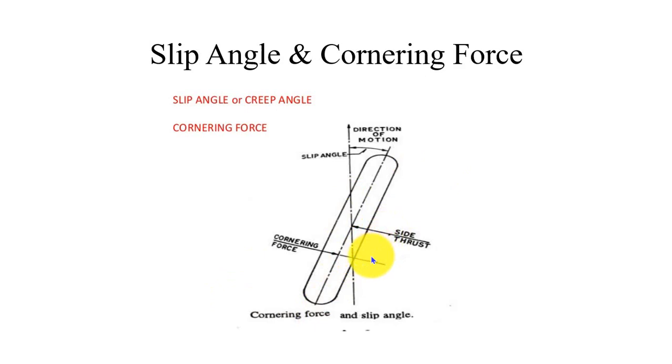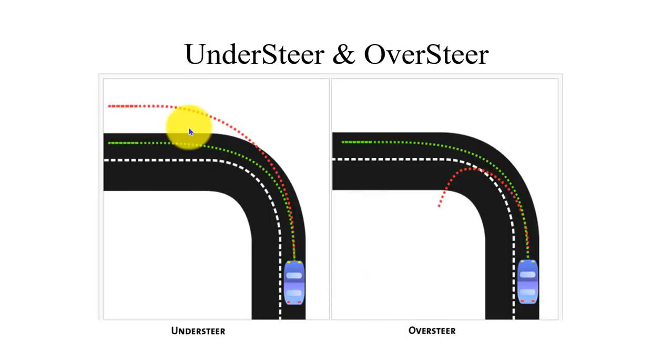This torque will help the vehicle in self-stabilizing, which means when we turn the vehicle, after turning, when we release the steering wheel, the tires of the vehicle will come back to their straight position automatically because of this torque generated because of these two forces, side thrust and cornering force. This torque is known as the self-rightening torque.